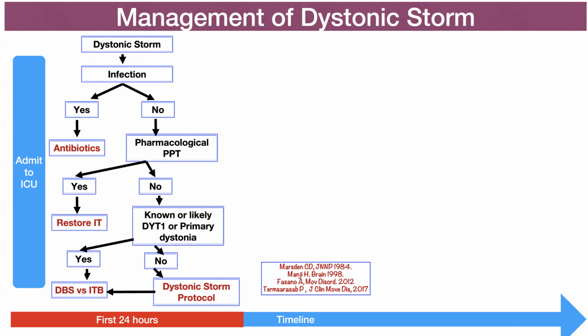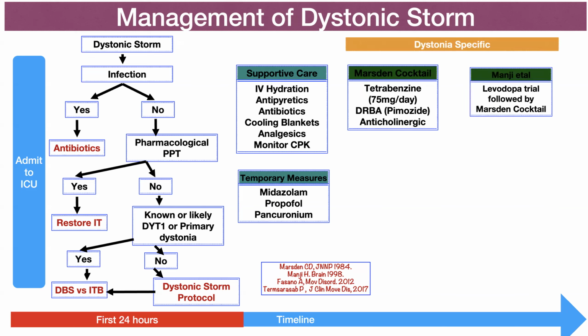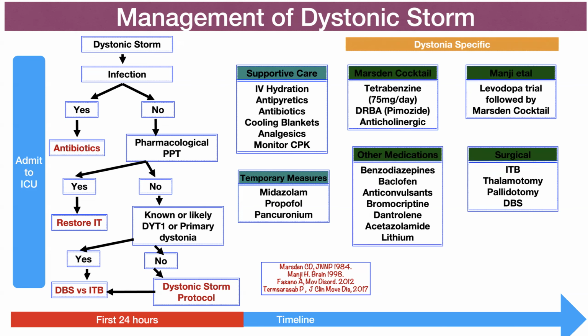So what is a dystonic storm protocol? It consists of supportive care, which includes hydration, antipyretics, antibiotics, cooling blankets, analgesics, and monitoring for CPK. Along with that, temporary measures with short-acting anesthetic agents such as midazolam, propofol, and pancuronium can be considered to reduce the muscle rigidity, or to give sufficient muscle relaxation.